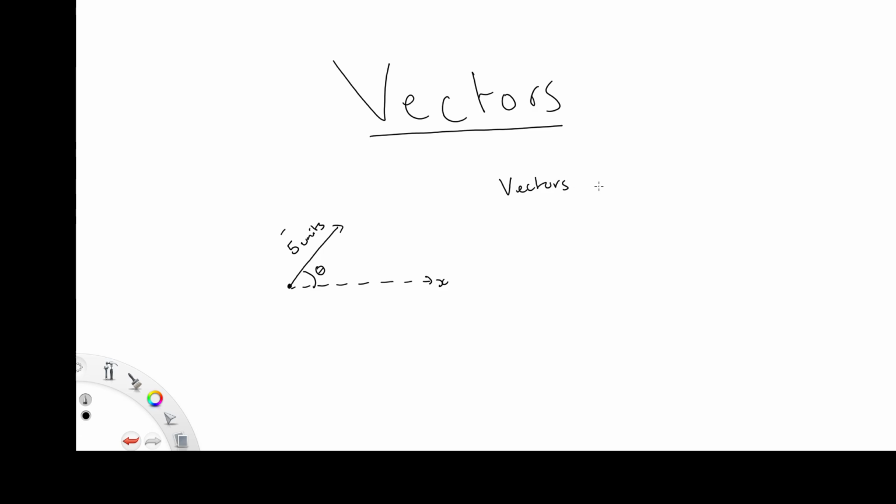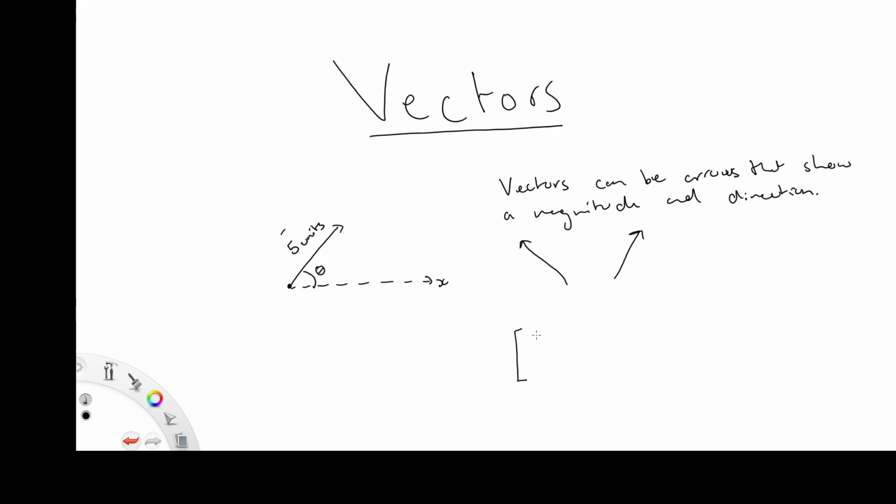Vectors can be arrows that show a magnitude and direction, right? So this is one way of interpreting vectors with arrows like this, okay? The other way that you can interpret vectors is with a matrix, essentially.